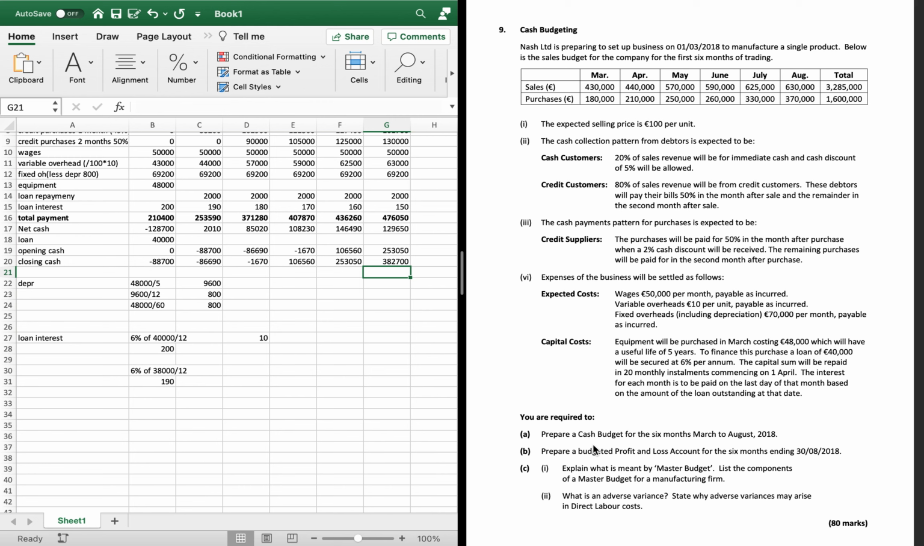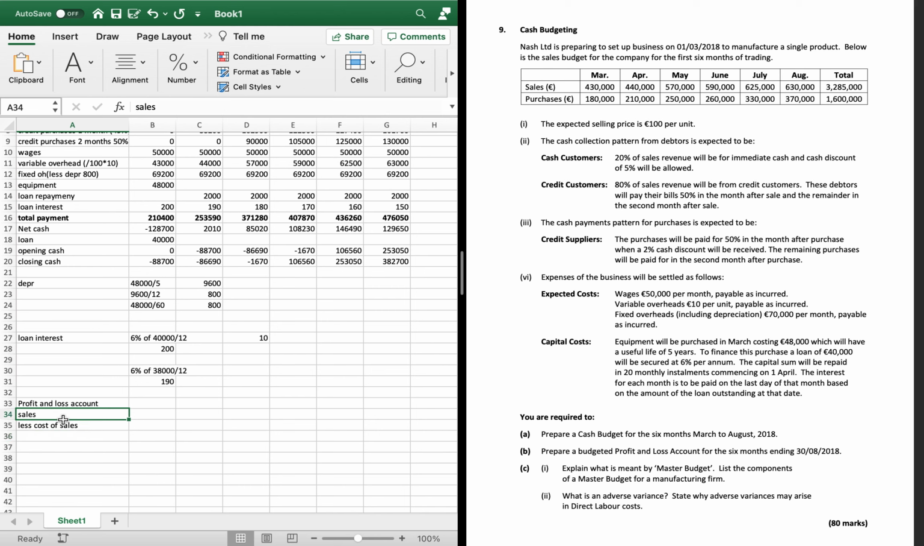Alright, so prepare a budget profit and loss account for the 6 months ending 30th of the 8th. So that's part B. Our profit and loss account for a cash budget is sales less cost of sales. Now the cost of sales basically isn't like opening stock plus purchases minus closing stock or anything like that. It's going to be all of your expenses, ignoring your depreciation and your discounts.